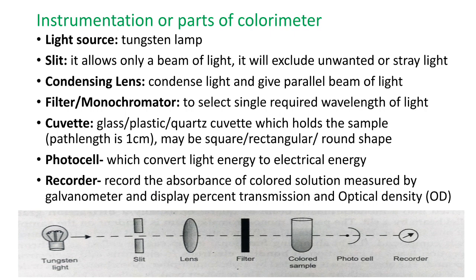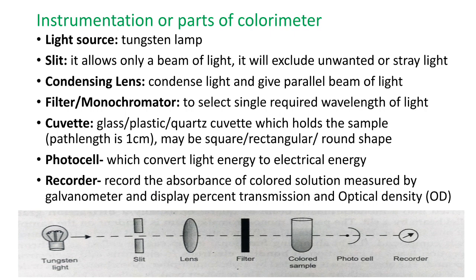The filter is the monochromator, which is used to select a single required wavelength of light. Next, the cuvettes. We may use glass, plastic, or quartz cuvettes, which hold the sample. The usual standard path length is 1 centimeter. These cuvettes may be square, rectangular, or round in shape.